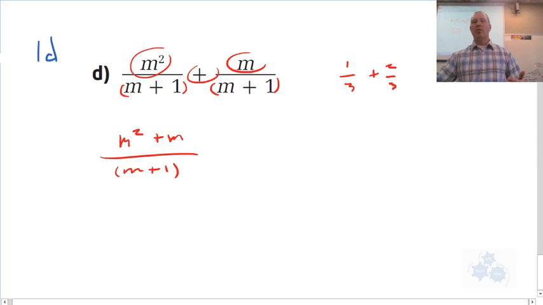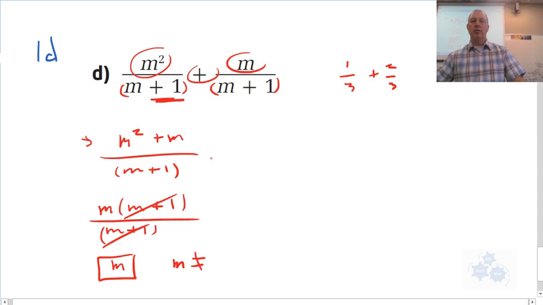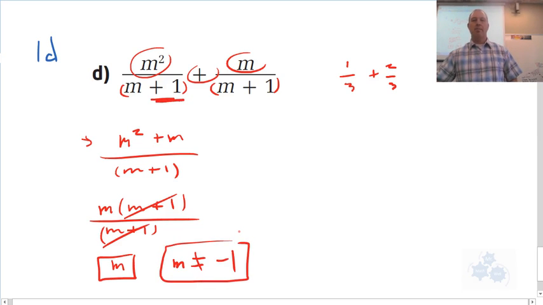Now, the two things we want to do: we want to factor the top. So we want to take an m out, and that's m plus 1. When we do that, what do you see? You see that we can simplify. And then the second thing you want to do there is note your restrictions. So m cannot equal -1. So that's your answer for 1D. That's why we factor, because there might be a common factor we could divide out.